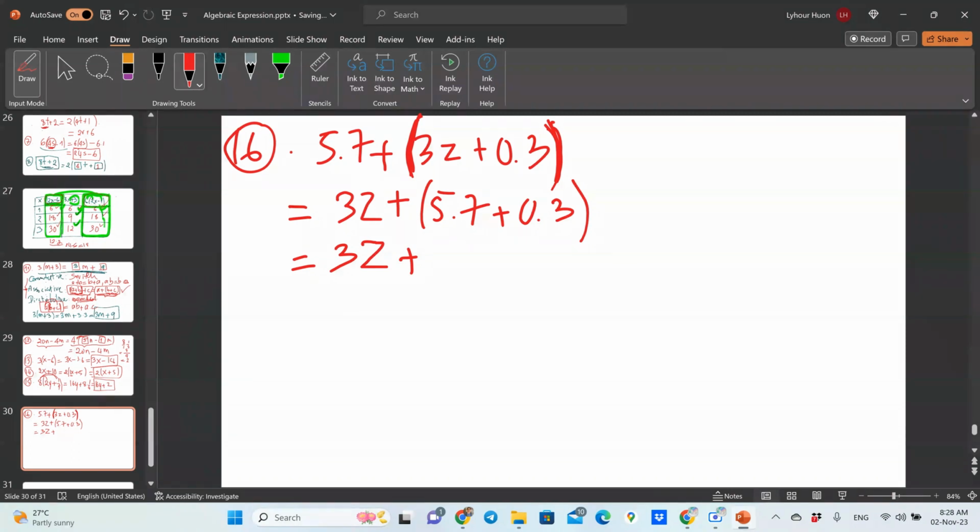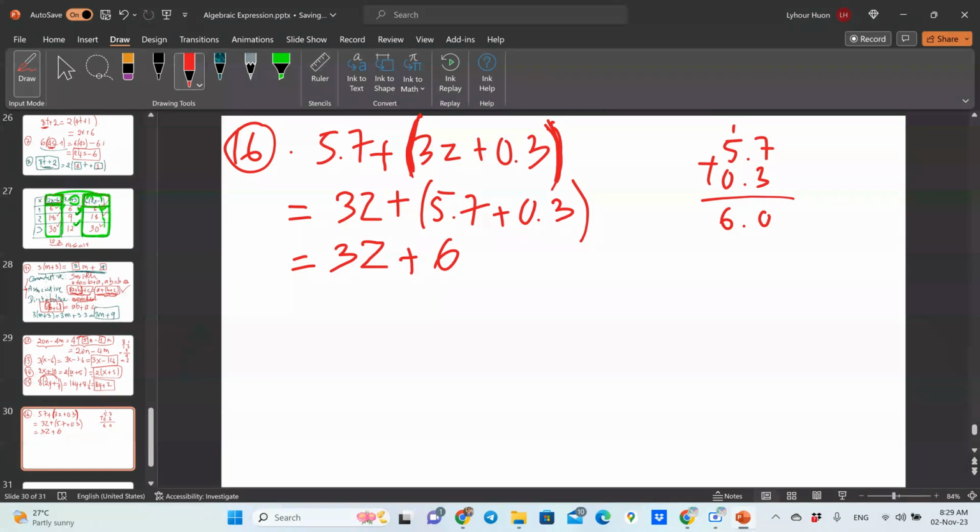So 3z, the variable, remains the same, plus 5.7 plus 0.3 equals 6. Isn't it just 9z? Wait. When we add, 7 plus 3 is 10, which is 0 and carry 1, so then 6.0, which is 6, correct? So 3z plus 6. Can we calculate more?